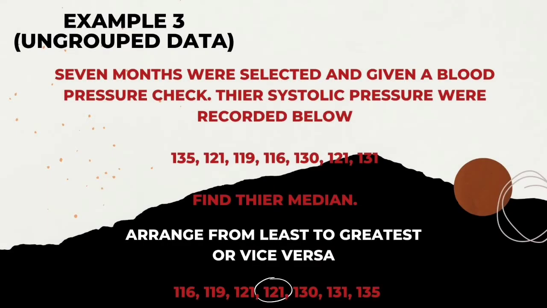Example 3. Ungrouped data. Seven patients were selected and given a blood pressure check. Their systolic pressures were recorded below: 135, 121, 119, 116, 130, 121, and 131. To find their median, arrange them from least to greatest or vice versa. Here, in arranged order: 116, 119, 121, 121, 130, 131, and 135. We can see in the middle that 121 is the median.